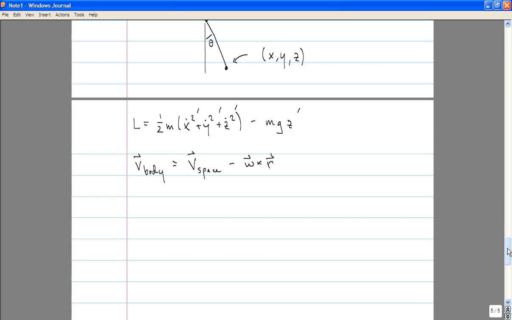So that means that x dot squared plus y dot squared plus z dot squared, well, let's write it as follows. Let's write the space velocity squared as x dot squared plus y dot squared plus z dot squared, the term where we square v body, plus terms that are proportional to omega.